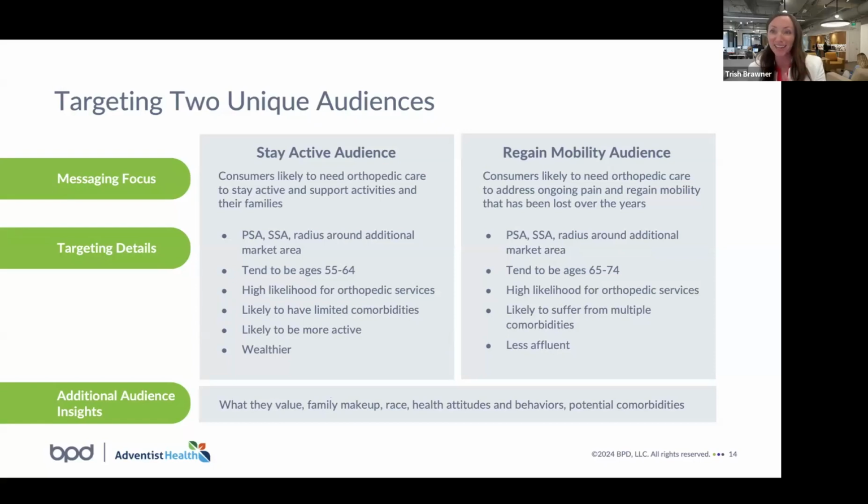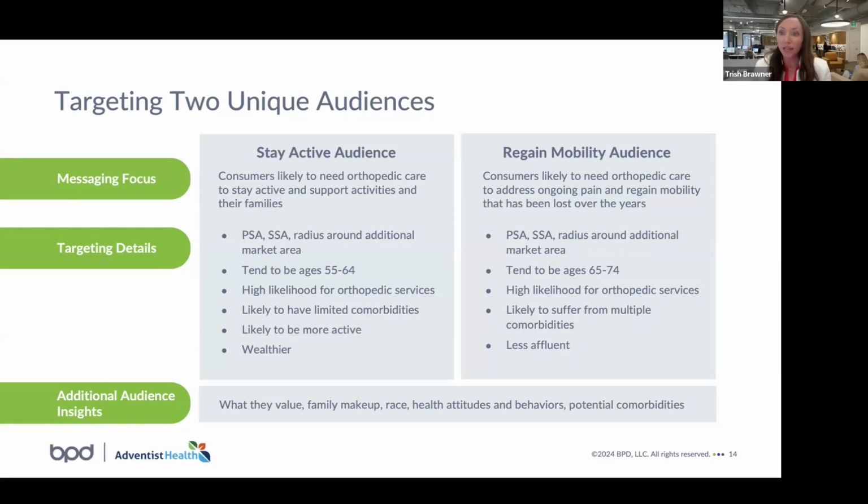And then on the other side of the slide, you'll see our regain mobility audience. This group is also likely to need orthopedic care, but it's nuanced and for different purposes than our first audience. These folks we found have been experiencing ongoing pain and mobility issues, probably for some amount of time. For them, geographic targeting was the same. However, we saw that they tended to be a bit older, more in that 65 to 74-year age range. And these folks weren't the same picture of health that our first folks were. They were likely to suffer from more comorbidities and probably be less affluent than our first group.